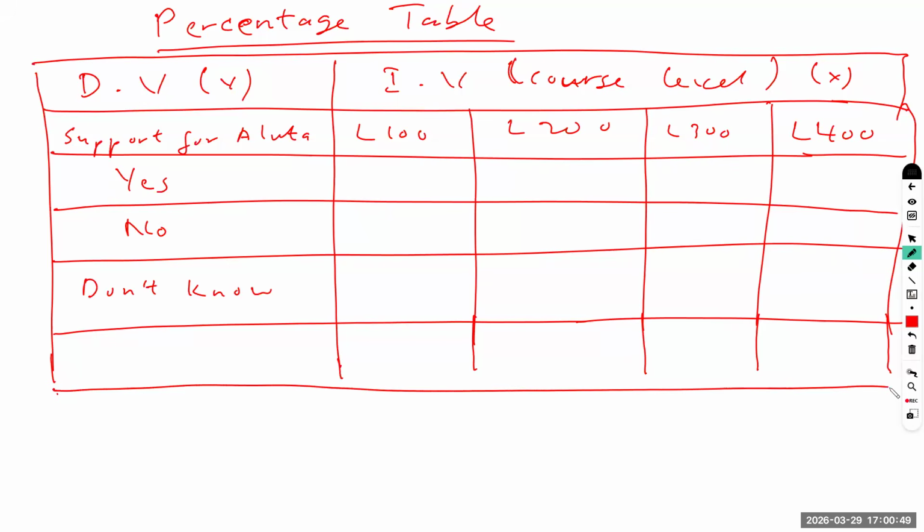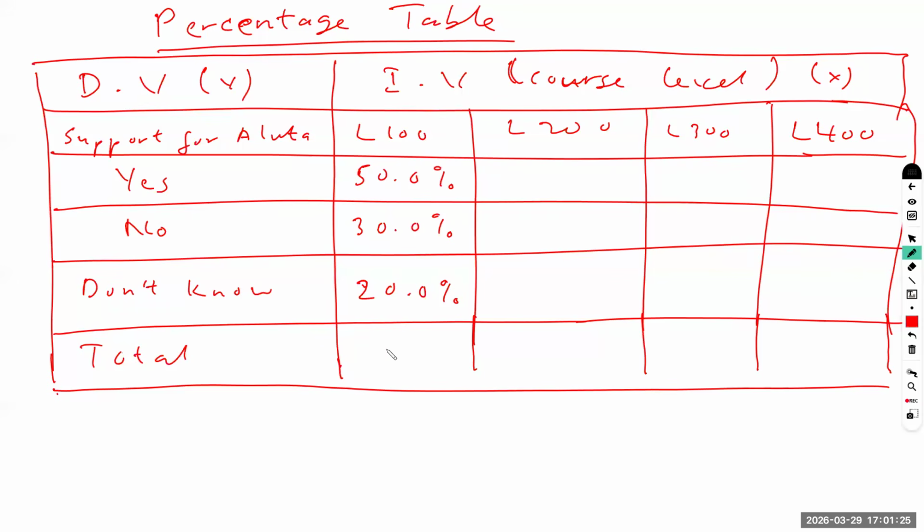So the first person should give us level 100. Okay, Fred, let's go. Level 100, for yes is 50.0%. For no, we had 30.0%. And for don't know, we had 20.0%. Does it all sum up to 100%?